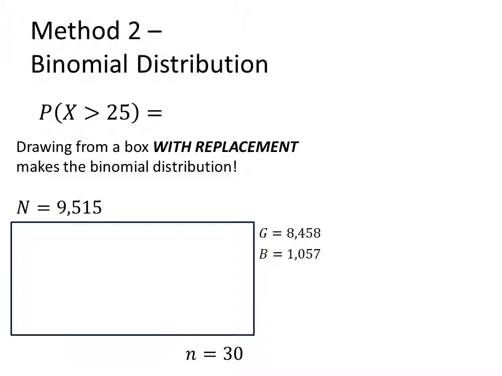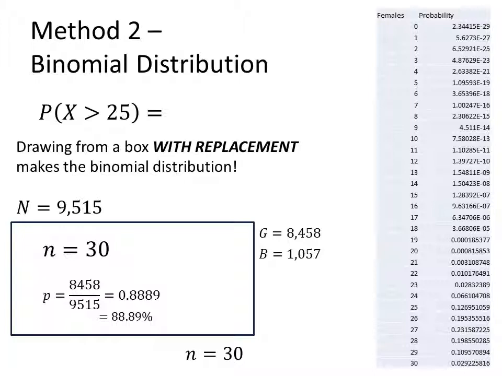And so we think about this as drawing with replacement. Now, of course, when we're using the binomial, we need n and p, and so in this case, n is 30, the size of the sample, and p is simply the probability of being a female, which was around 88, 89%. If we look at the binomial distribution for this situation, here it is. And so finding the answer to this question, the probability of x being greater than 25, is once again simply a matter of adding up these values, and we get 0.76429.